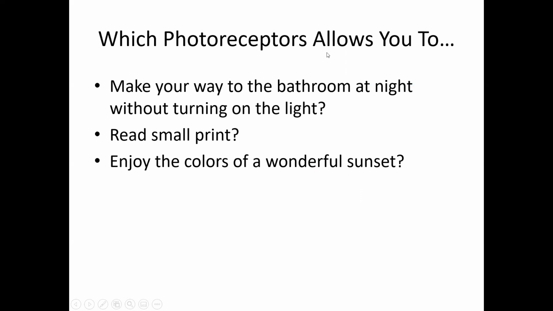So which photoreceptors allow you to make your way to the bathroom at night? We're looking for light sensitivity, so that would be rods. Reading small print, we're looking for visual acuity, so that would be cones. Enjoy the colors, which ones have color? Rods are just black and white, so that's going to be cones as well.